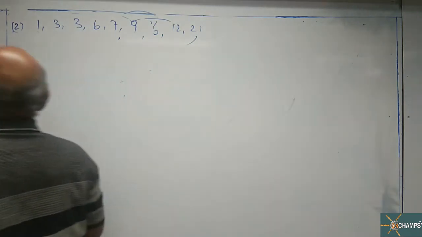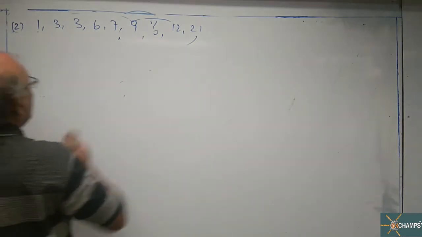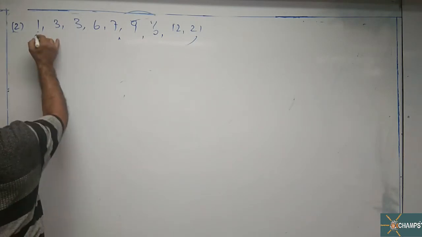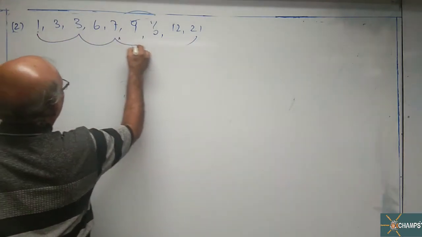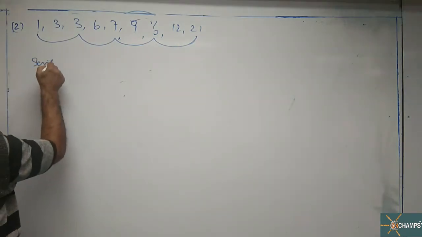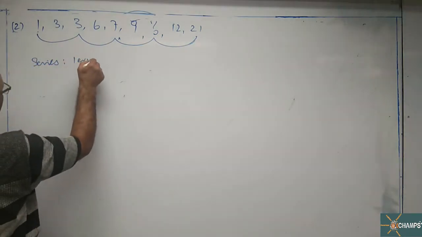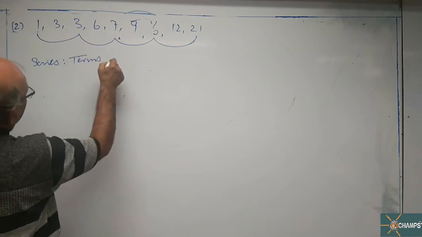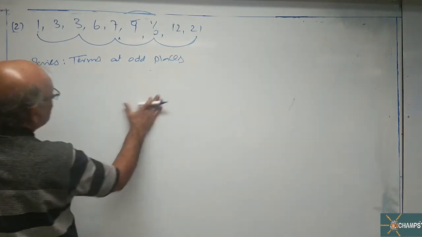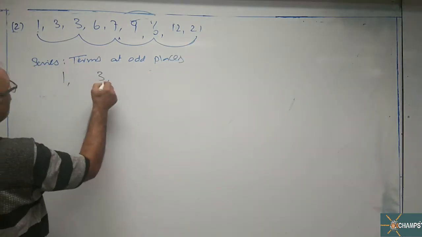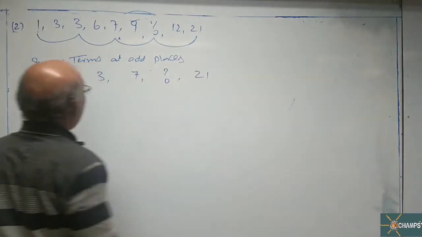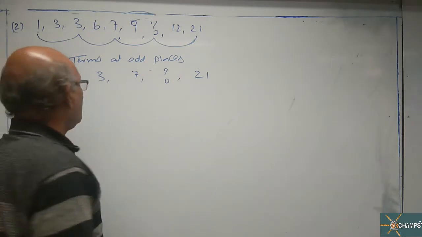So what I am doing, sir, here, I am separating the numbers. How am I separating? Numbers which are at odd places I am writing as one series. Series 1: terms at odd places. 1, 3, 7, question mark, 21. These are the terms which are at odd places. This is one series.